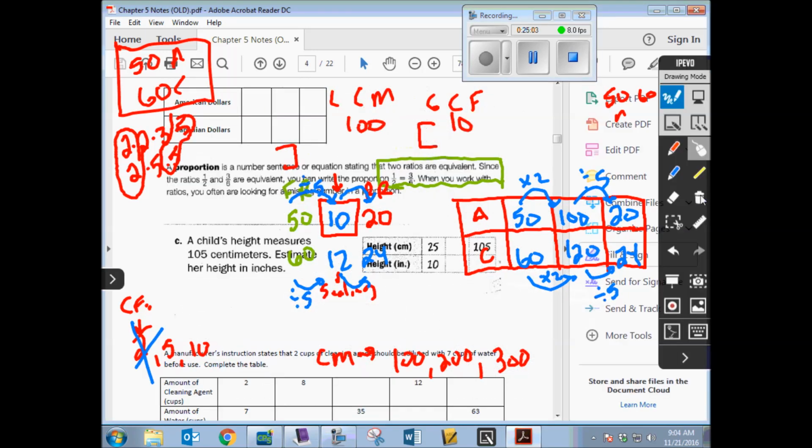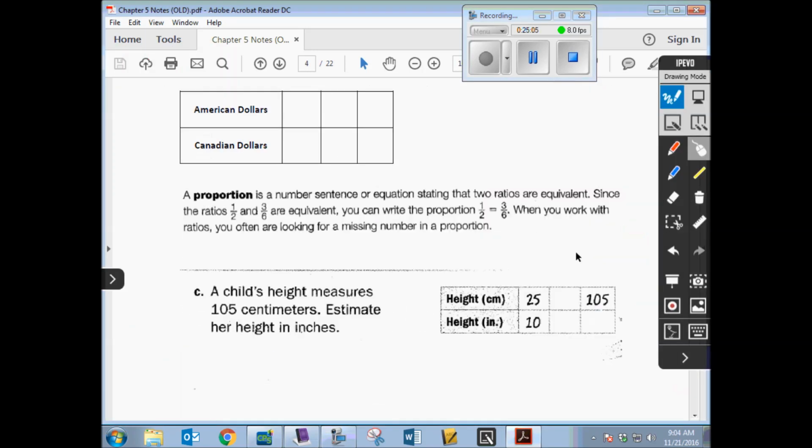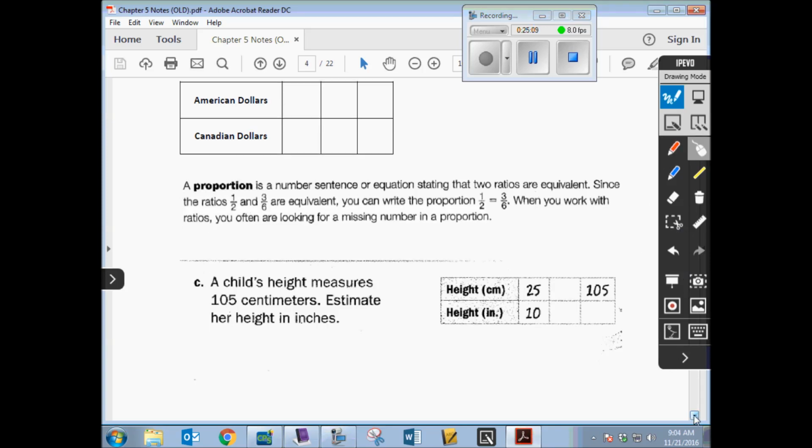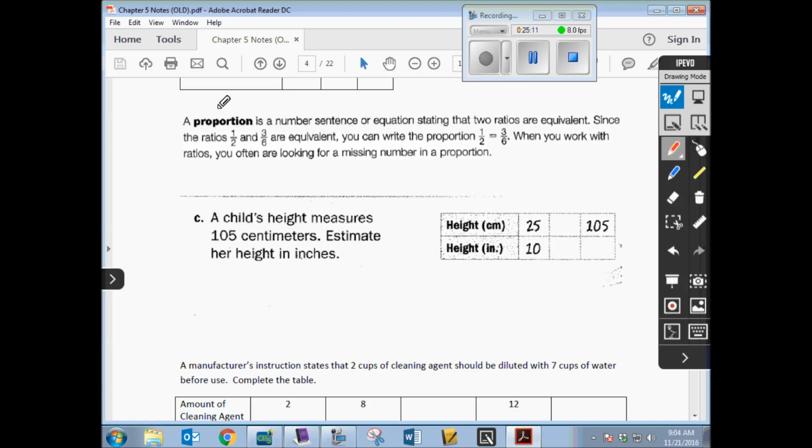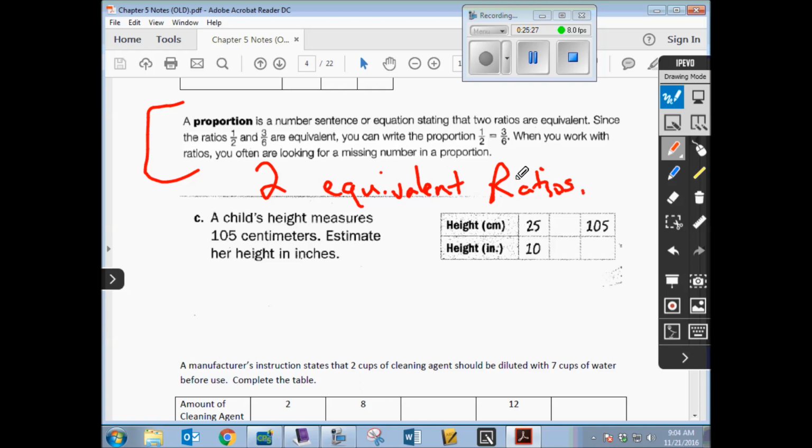Oops. Let me get rid of that. Okay? Let me go down here. Here's the definition of a proportion. We need to start knowing that definition. A proportion is a number, sentence, or equation stating that two ratios are equivalent. Let's just write this one, though, for a definition. You might want to write this for the test because it will be on there. Equivalent ratios. I'm good with that. Two equivalent ratios.